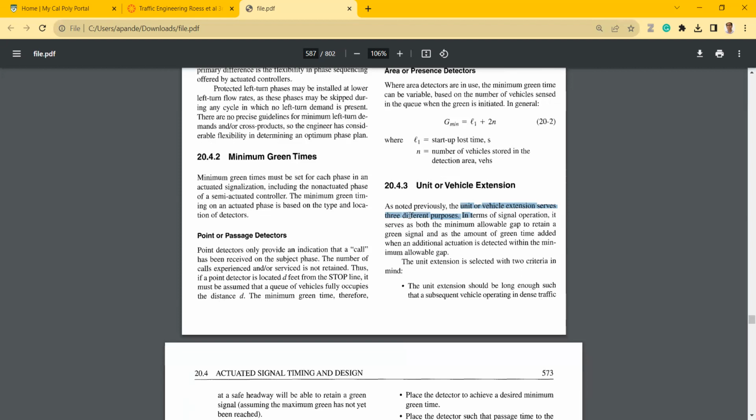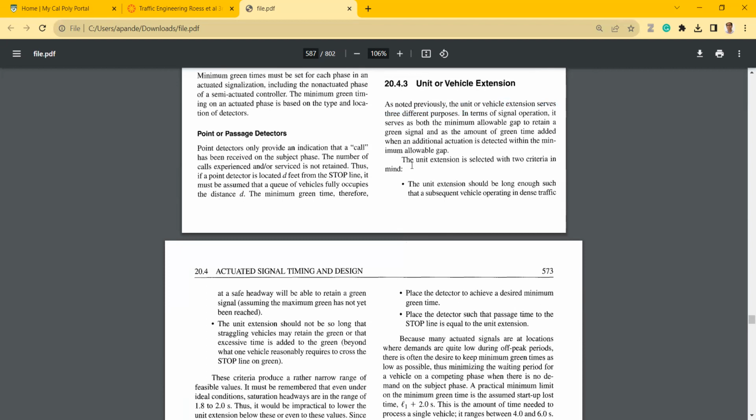Unit of vehicle extension serves 3 different purposes. We talked about that. The unit extension is selected with 2 criteria in mind. It should be long enough that subsequent vehicles operating in dense traffic at a safe headway will be able to retain a green signal. Obviously, this assumes maximum green is not reached, because once the maximum green is reached, you'll turn the signal yellow. But if the maximum green is not reached, the unit extension should be long enough such that a subsequent vehicle operating in a reasonably dense environment at a safe headway will be able to retain a green signal.